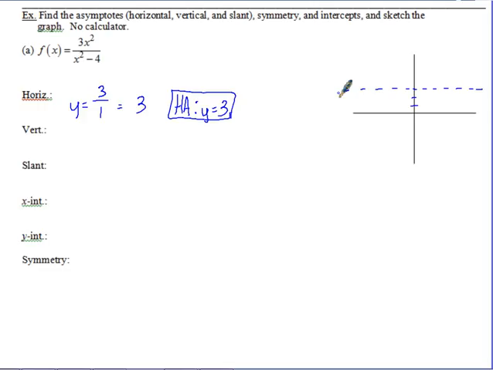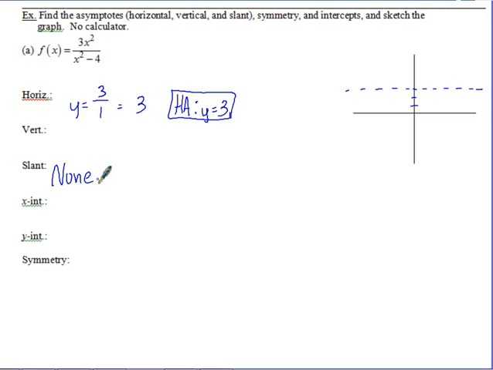So, automatically, one of these is already done too. Which one? The slant. What's the slant? There is none. Why? How do I know there's no slant? Because I have a horizontal. Does that make sense, people? Okay, so I can't have both. So if I have one, I automatically don't have the other.